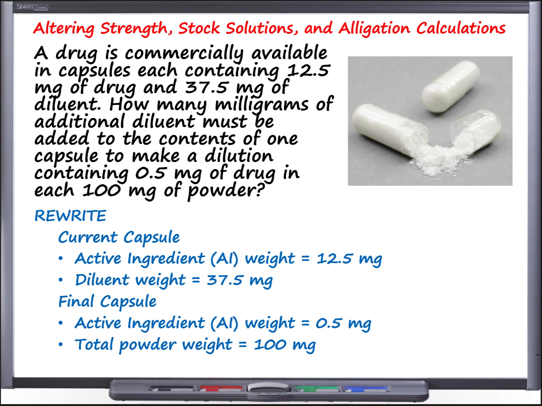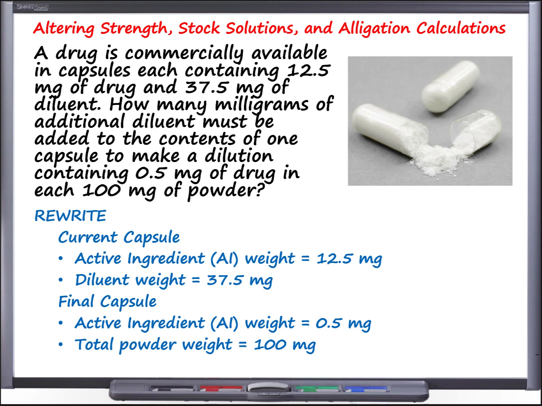So now we can turn back to the actual question. The question reads: a drug is commercially available in a capsule, each containing, so per capsule, 12.5 milligrams of drug or active ingredient and 37.5 milligrams of diluent, or as I stated, something like lactose. How many milligrams of additional diluent or lactose must be added to the contents of one capsule to make a dilution of 0.5 milligrams of drug or active ingredient in each 100 milligrams of total powder mixture?